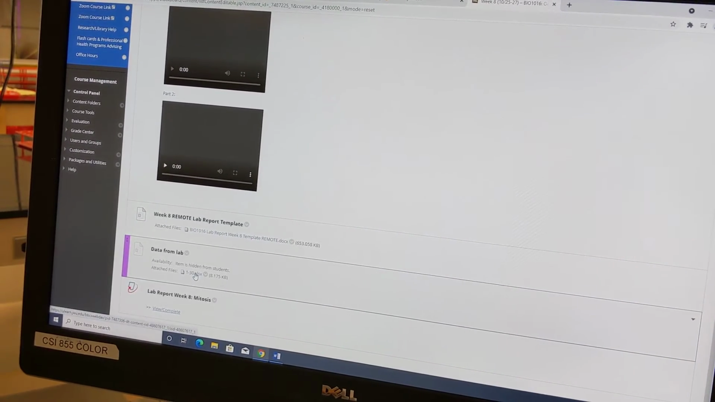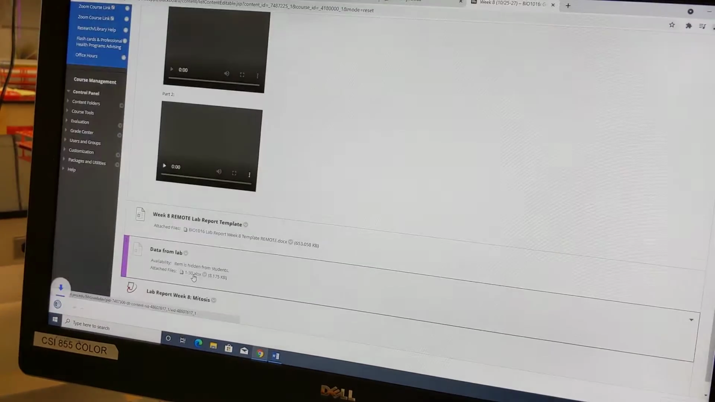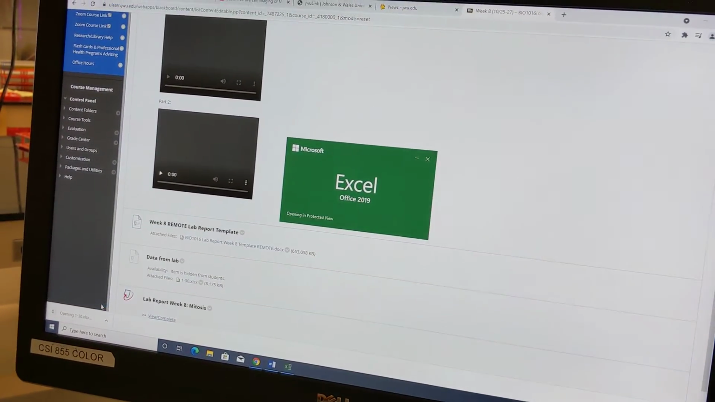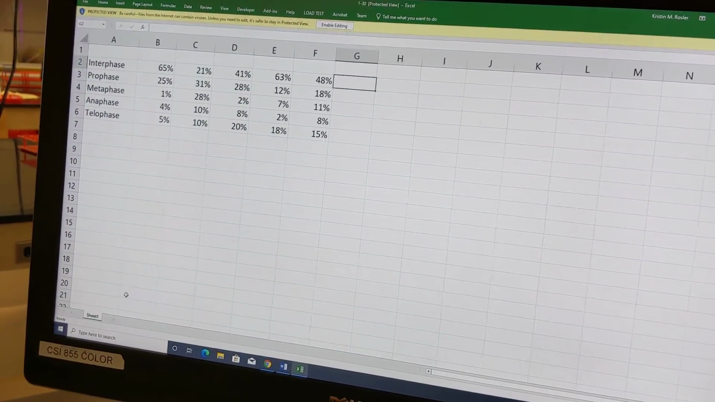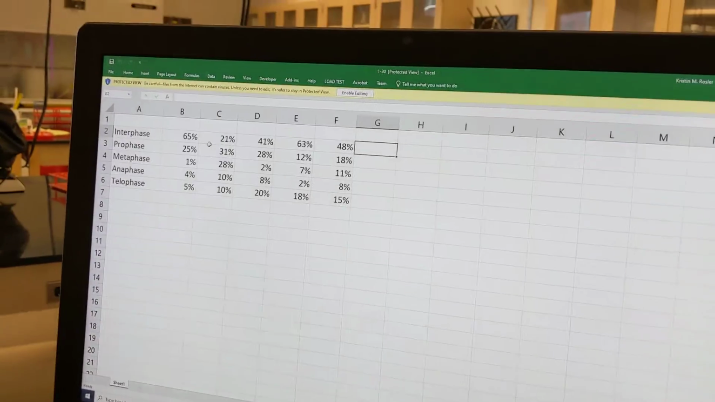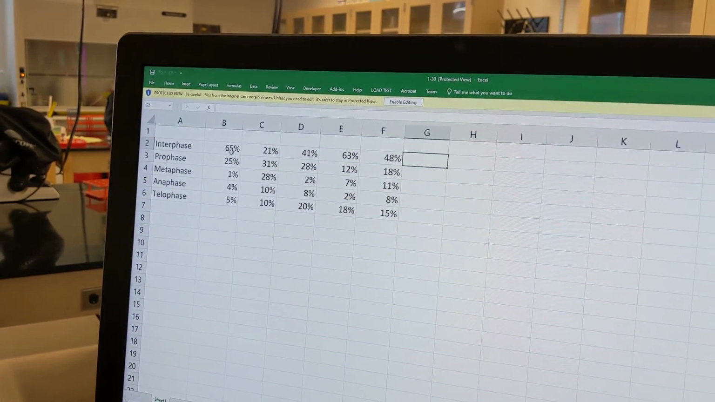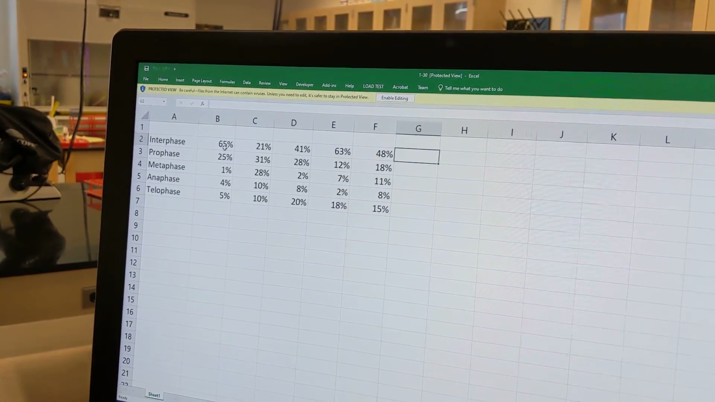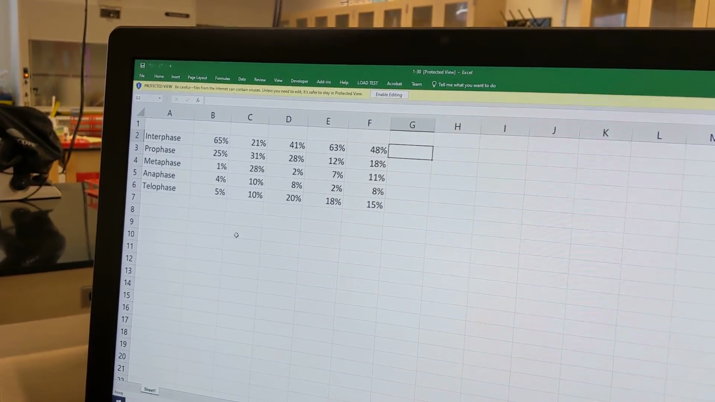If you need any data, there is a little spreadsheet here that has some of the data I got from one year. And again, if all goes wrong, you're going to see, of course, that most of the cells are going to be in interphase, right? That tends to be what we see more often because more cells are resting. All right. So hopefully that helps.